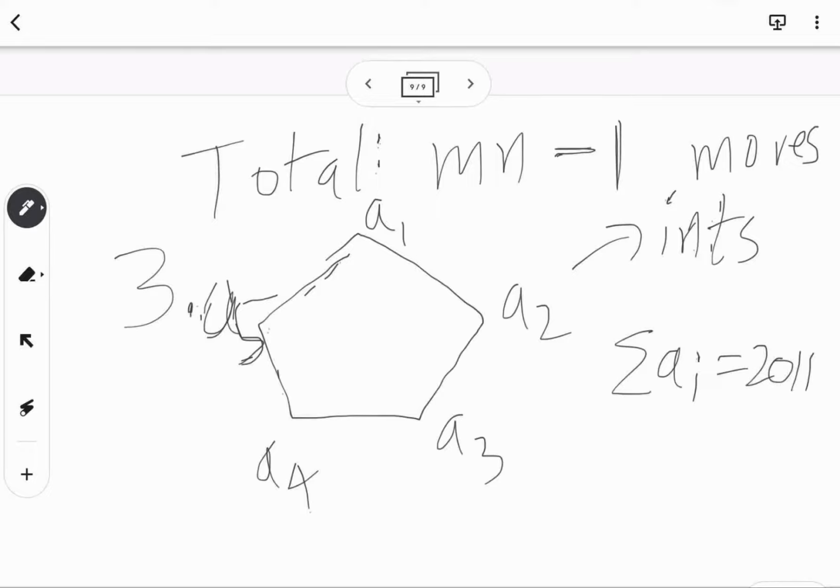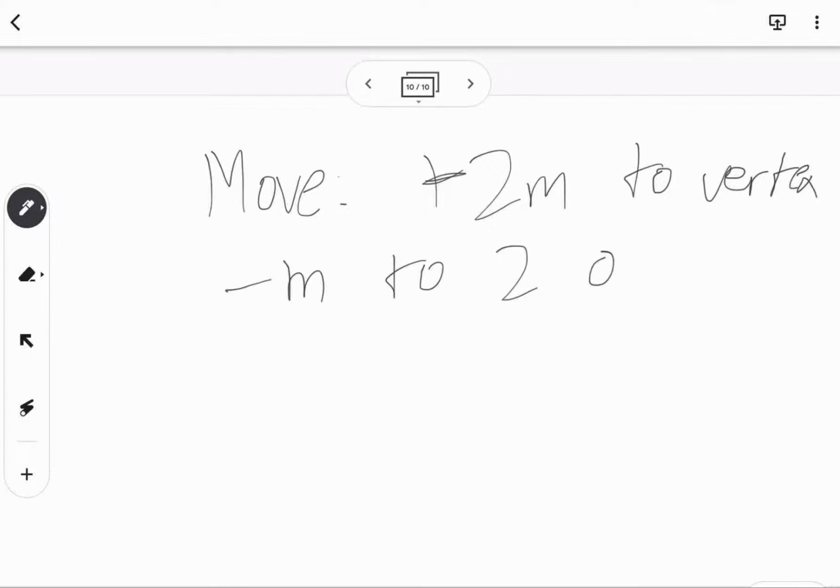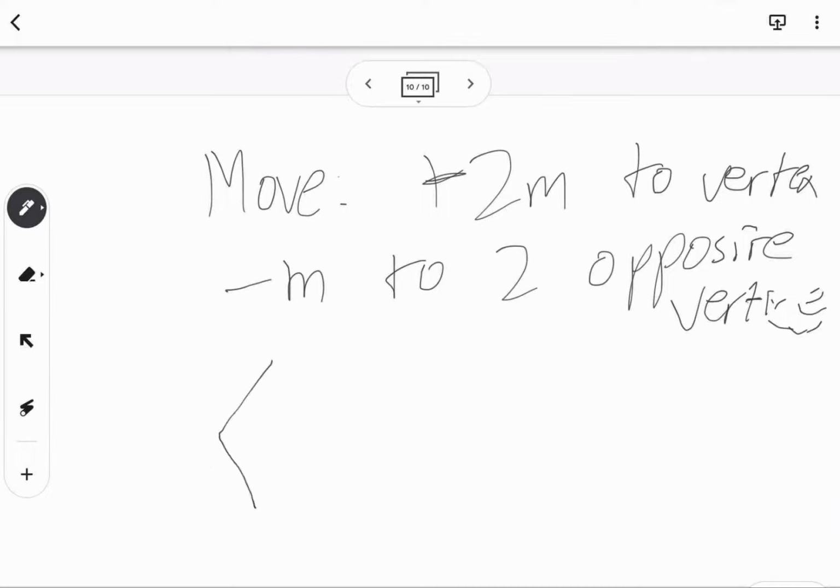And you can make moves. So a move would be, I think, you add 2m to a vertex for some m, and then you subtract m from two opposite vertices. What I mean by two opposite vertices is the two vertices that are the farthest away from that vertex. So if you have something like this, you would have plus 2m, and then minus m on the other two. And you can choose where the m is and what the value of m is.